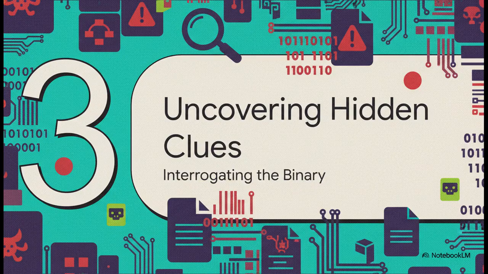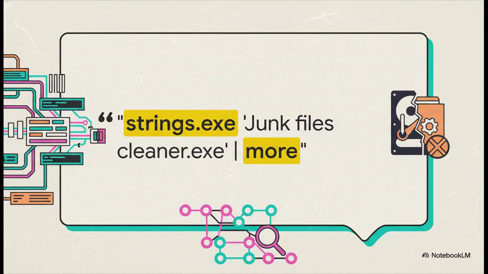So we've collected all the evidence from the outside of the file, but now it's time to go deeper. We're about to look inside the file. It's time to interrogate the binary itself and see if we can find any hidden text that gives away its real, probably malicious, purpose. To do this, we'll use a neat little command line tool called strings.exe.